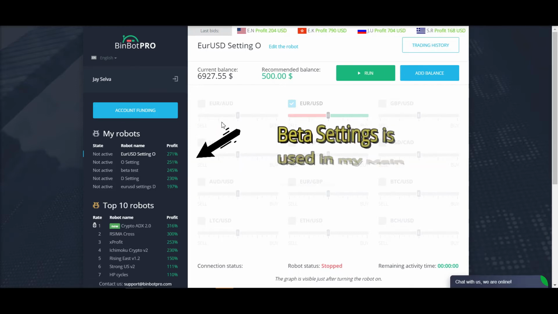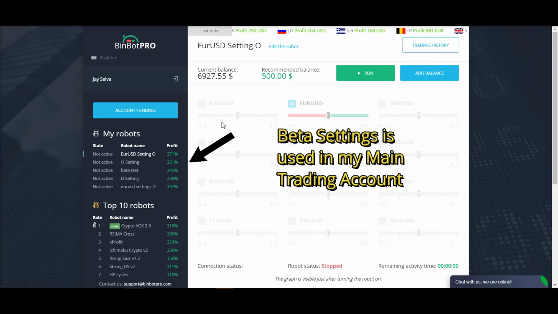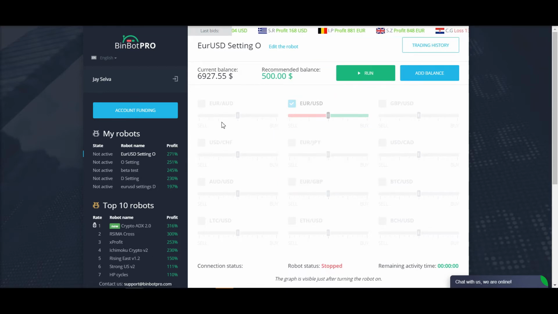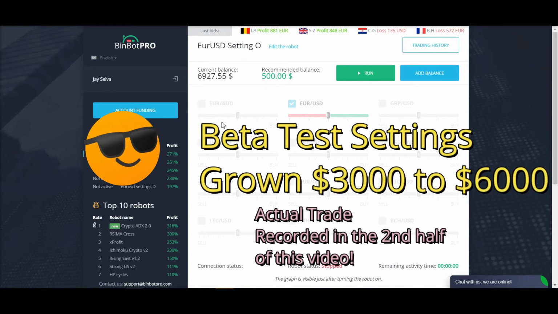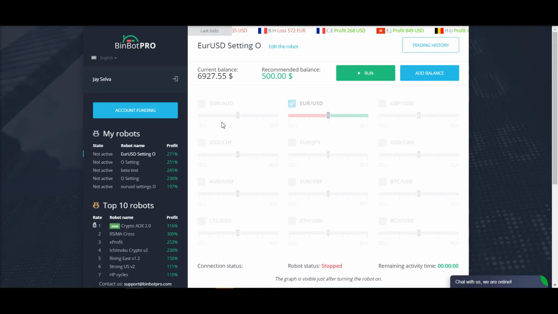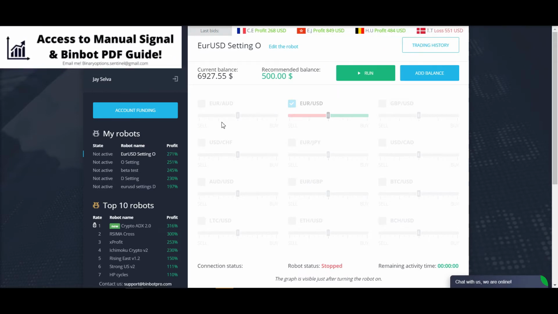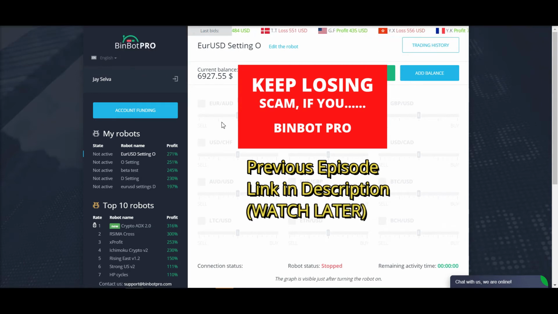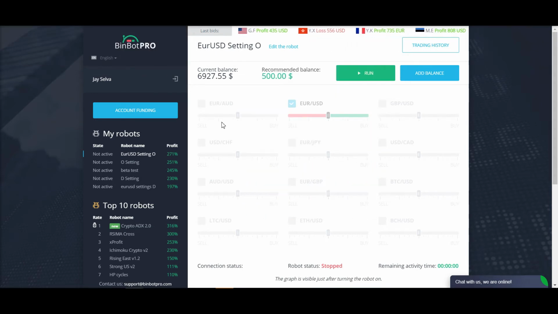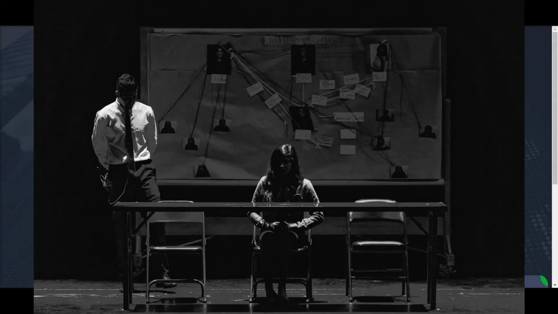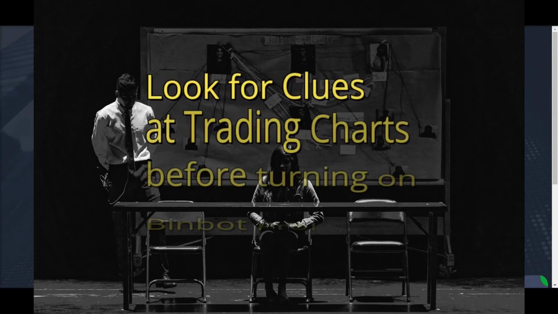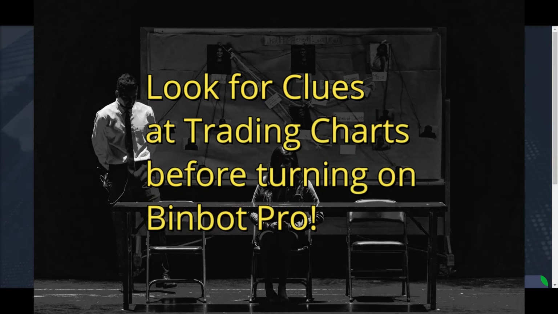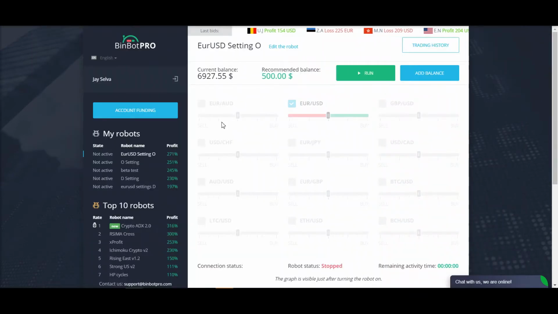This recent beta test settings that I've been testing for quite a while, and also tested in my live account, has successfully grown my $3,000 account into $6,000 in a week with less time spent at my desk. If you want a detailed tutorial, check out my previous video, the link is in the description. I will also show a more straightforward demonstration with the new beta test settings in the second half of this video to show exactly what I look for before I turn on the robot. Please do watch this video first before you watch the tutorial video to gain more understanding.